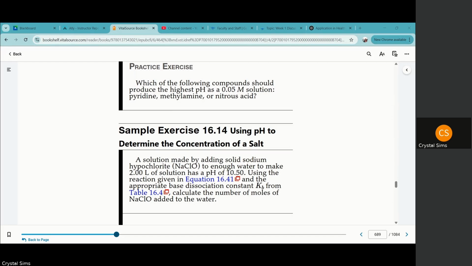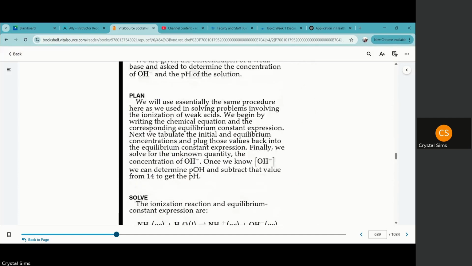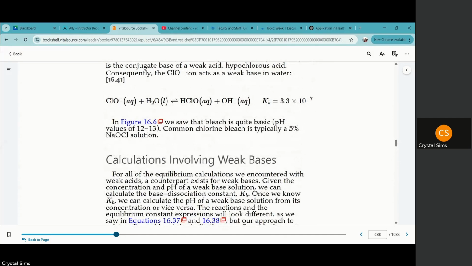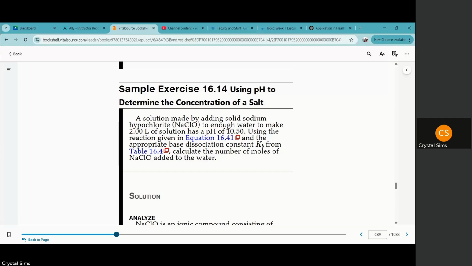Now, when we look this up, let me go up just a bit. I think we can find, where's that equation? There it is, right there. So here's the equation for this. Once it is dissolved in water, this hypochlorite ion acts as a weak base. And as such, it has a Kb value of 3.3 times 10 to the negative 7. So using this information, we can calculate how much of that salt was added to water.